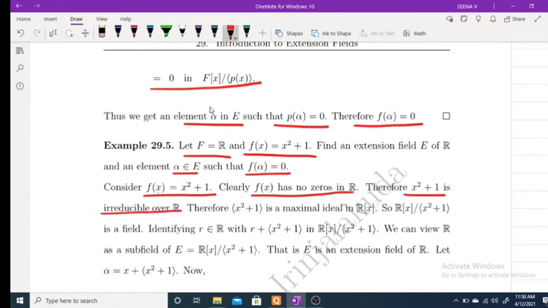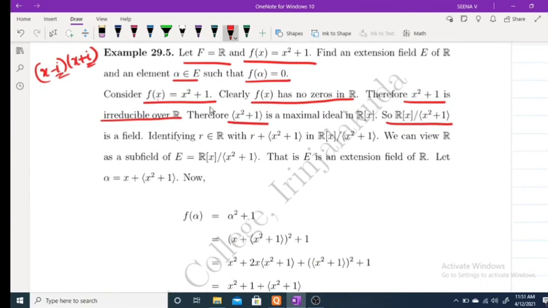Okay, so we cannot find one. We know that this is (x minus i) into (x plus i), but this is not possible because i does not belong to R. This is not a factorization. We cannot factorize x square plus 1 in R. Therefore, this is an irreducible polynomial. So the ideal generated by x square plus 1 is a maximal ideal. Therefore, R[x] over the ideal generated by x square plus 1 is a field. So this is our extension field.